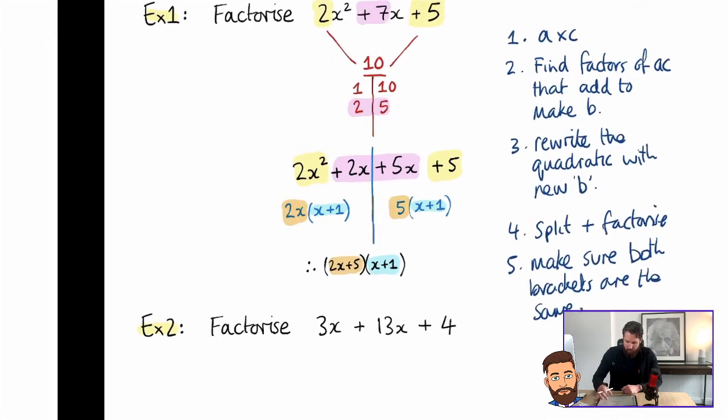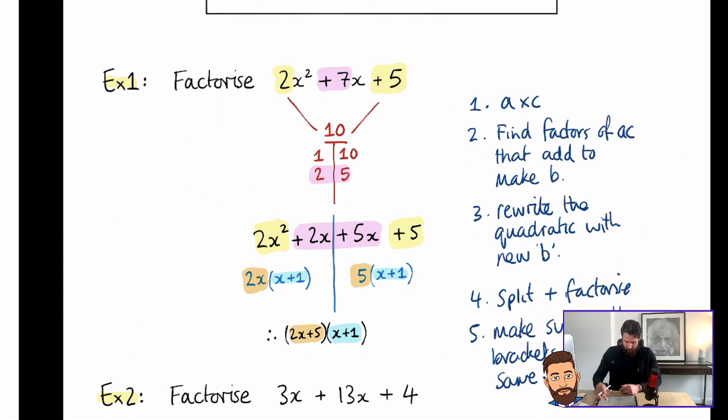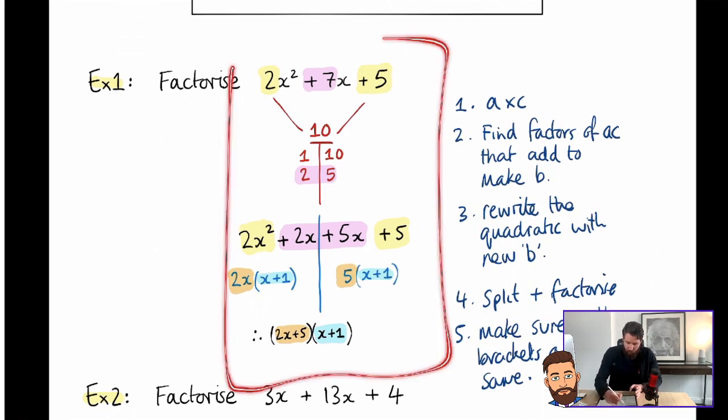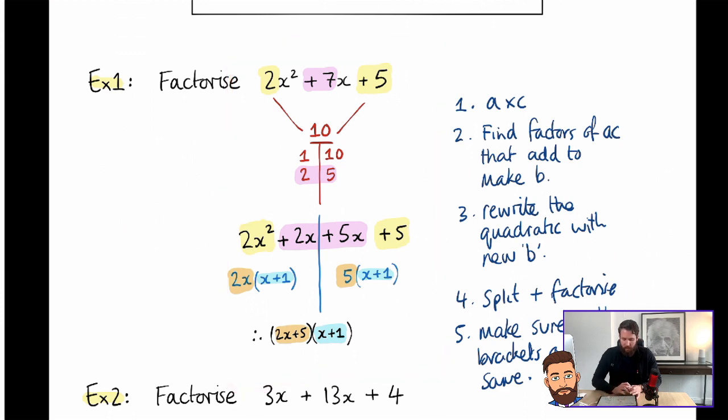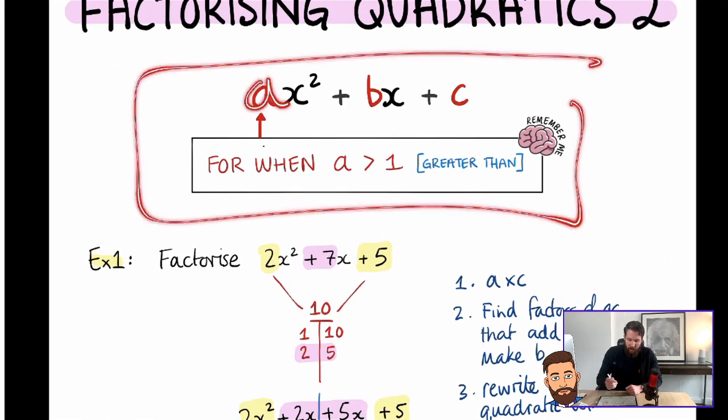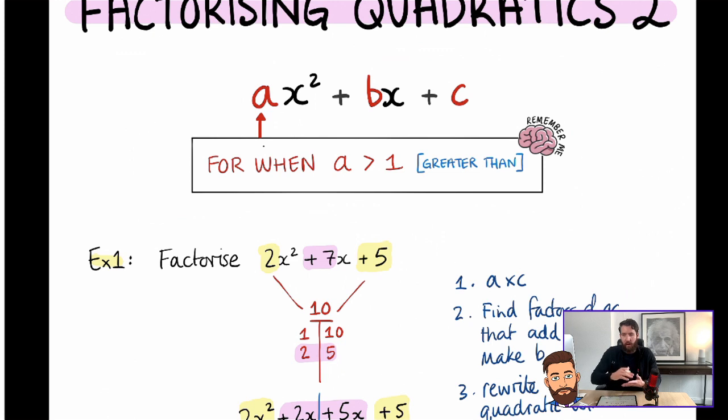Okay, so looks like a bit of a mad method. There is logic to it. In my opinion, it's quite organised. And the more you practice it, the easier it will become. But just remember, this works for when A is bigger than 1. So 2, 3, 4, 5. Anything that's more than 1 is when this method is appropriate.